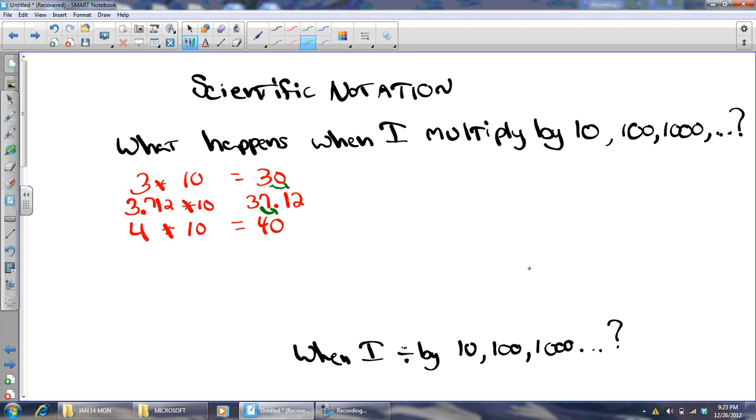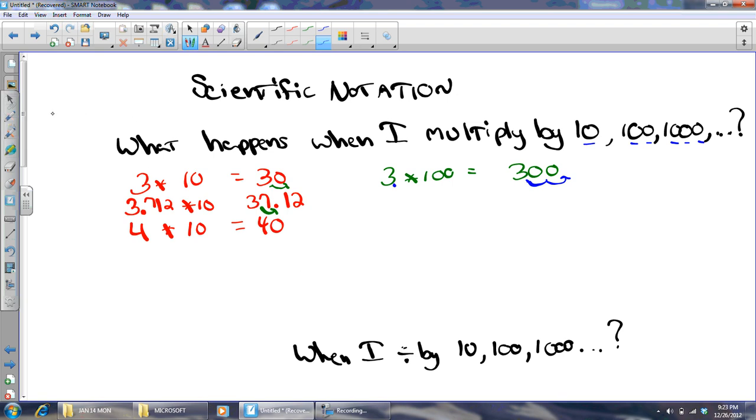What do you think will happen if I multiply by 100? Well, we'll take 3 times 100, and you're going to get 300. Wasn't the decimal point originally here? Right? There's a decimal point right here. When we don't see it, we assume it's at the end of the number. So we move it 1, 2 places. So when I multiply by 10, the decimal point moves one place to the right. When I multiply by 100, it moves 2 places to the right. 1,000, 3 places to the right. Hey, look at this. 1 zero, 2 zeros, 3 zeros. Coincidence? I think not.